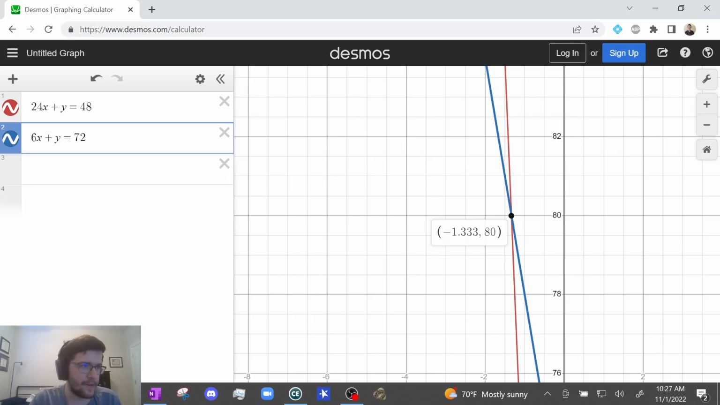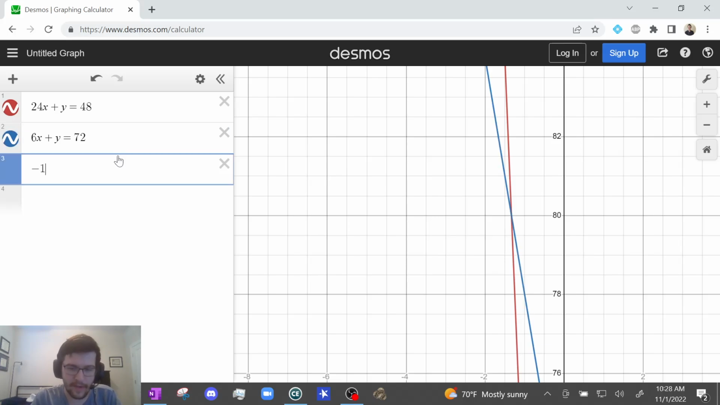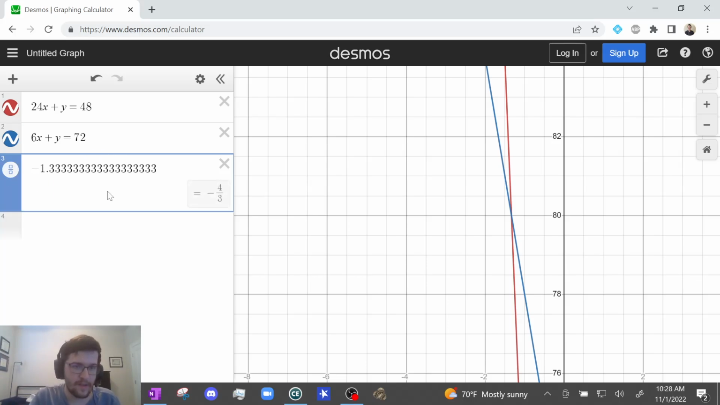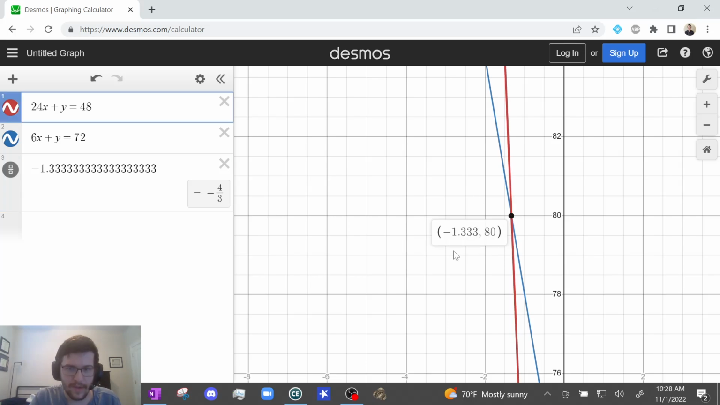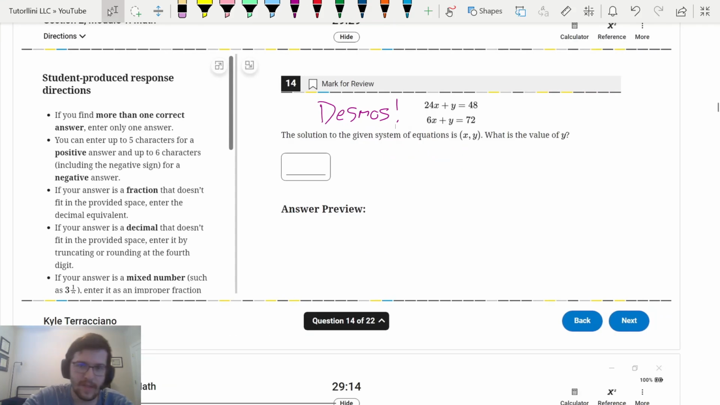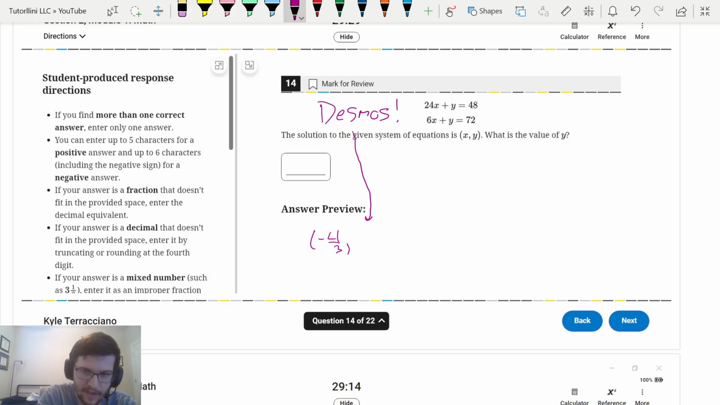Okay, so it's negative 1.33. Let's do that really quickly. Type in a bunch of threes. And it's negative 4/3. Okay, so negative 4/3, comma 80. So we go to Desmos and we get negative 4/3, comma 80. So that means y equals 80. And that is the answer.